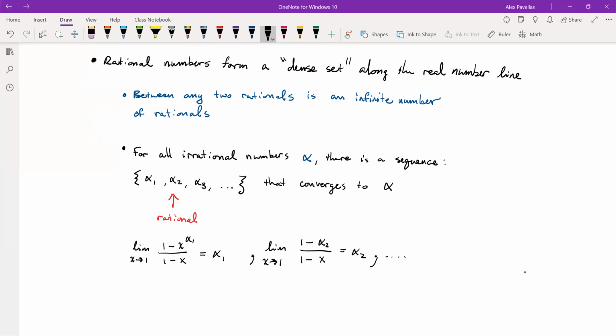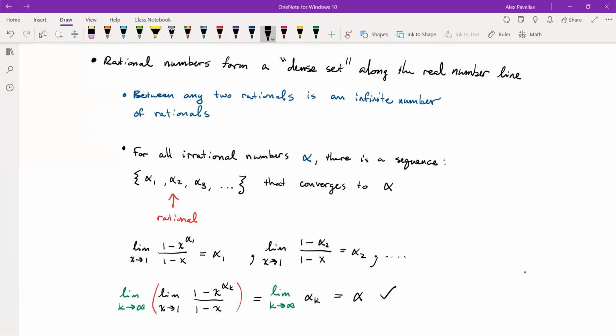And if we let the subscripts approach infinity, I've got to think about this for a second. This is like a double limit, right? So we'll do the limit as k approaches infinity of the limit as x approaches 1 of (1 minus x to the kth number in the list) over (1 minus x). Okay, so this inside limit just approaches alpha k, which is assumed to be rational. So this is equal to the limit as k approaches infinity of alpha k, and that is the same thing as just our irrational alpha.